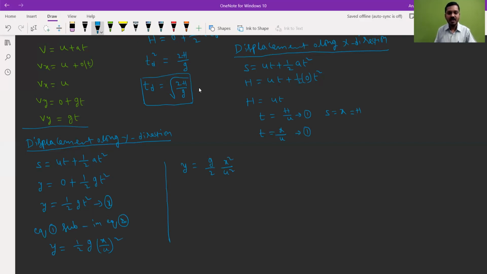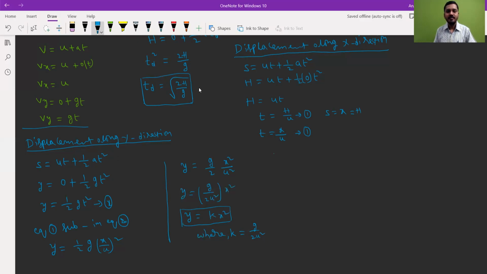Except x square, on the right side, g by 2 u square are constants, so I am separating these constant values. Then y is equal to g by 2 u square into x square. Therefore, this constant value I am taking as some k into x square, where k is equal to g by 2 u square. So we know y is equal to some constant into x square. This is the parabola equation. So from this equation, we can say the horizontal projectile motion path, or trajectory, is a parabola.